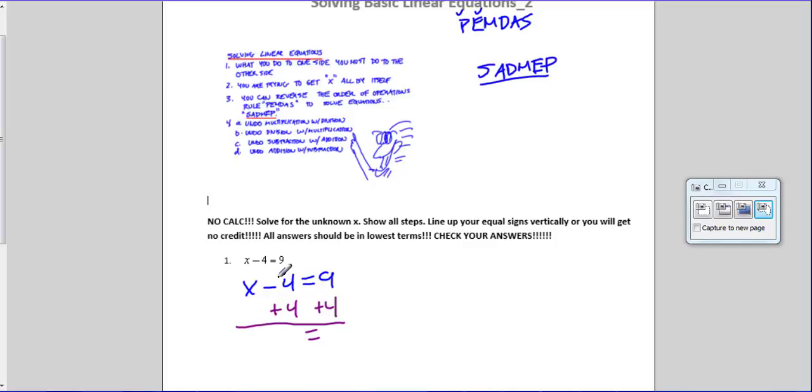Keep things lined up. Negative 4 or minus 4 plus 4 is 0. Don't need to write anything there. Bring down the x. And 9 plus 4 is 13. So my answer is x equals 13. I'm going to check my answers. So if I plug in 13 for x, 13 minus 4 in fact is 9, so that checks out.